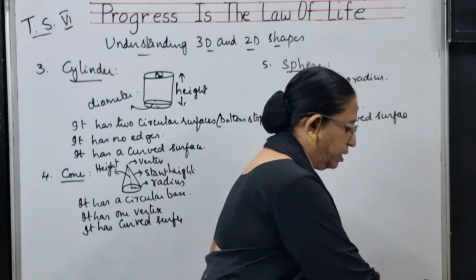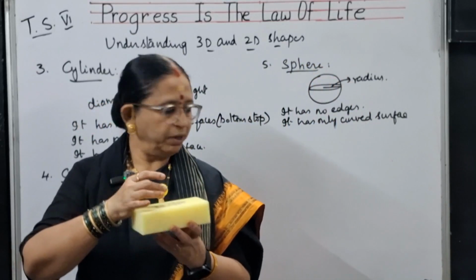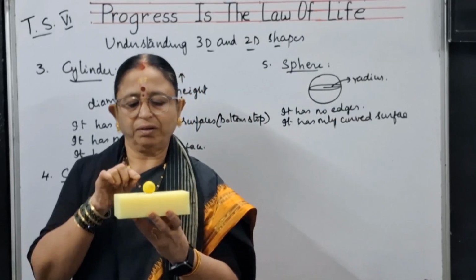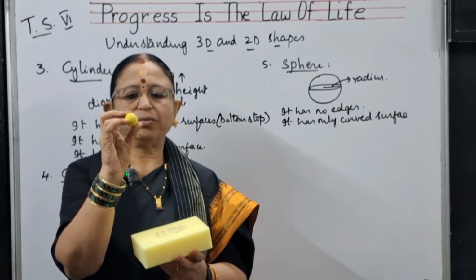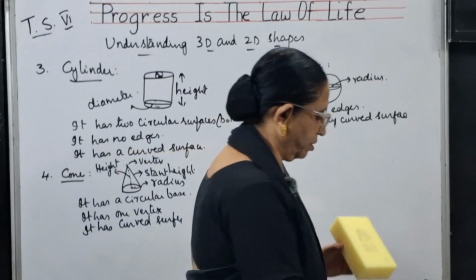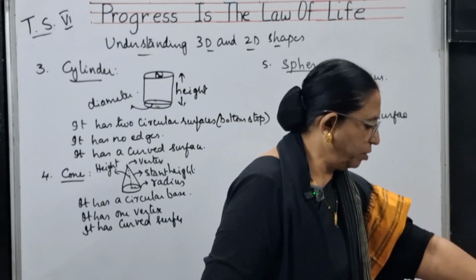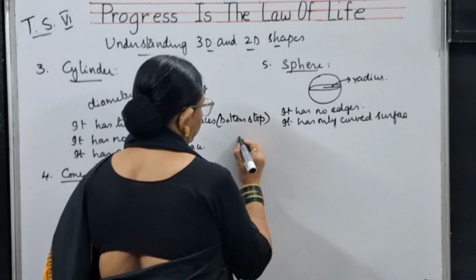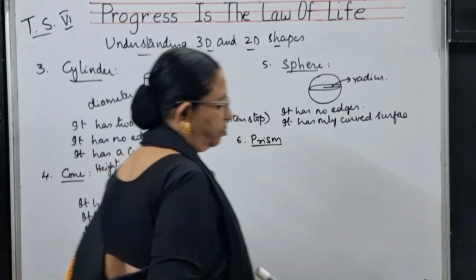So a small model again. A sphere you all know. You know your ball. If I talk about a ball, you can very well say that it is a ball. So this is a sphere, children. A sphere has no edges. From the center, that is from inside, if you draw a line, that is a radius. Okay. So this is about your sphere. Apart from the sphere, you have the 6th one, prism. What is a prism?